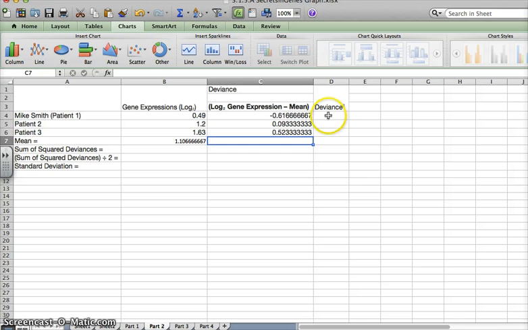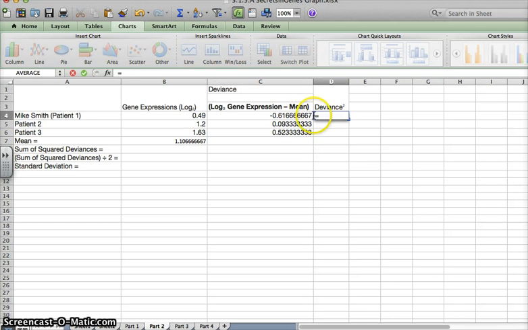Then we square these numbers. So you take equal sign, you click there, and then you press the caret. It's the symbol above the 6, and then press 2, and that will square those. Equal sign, click that, shift 6, and then 2. Equal sign, that number, shift 6, 2. Alright, and those are squared deviances.